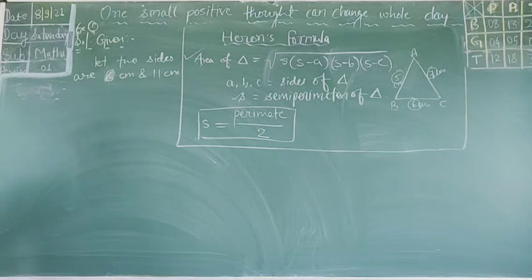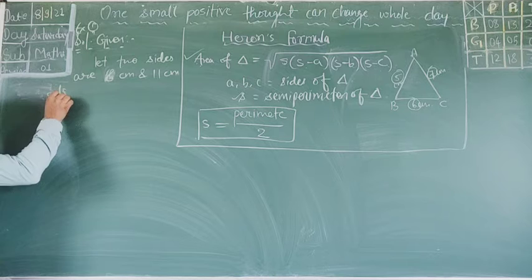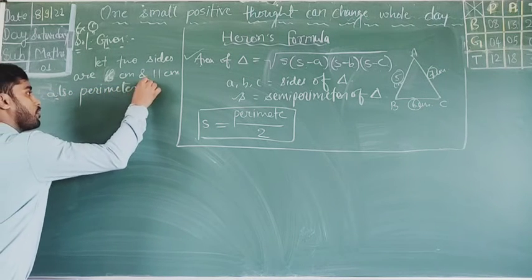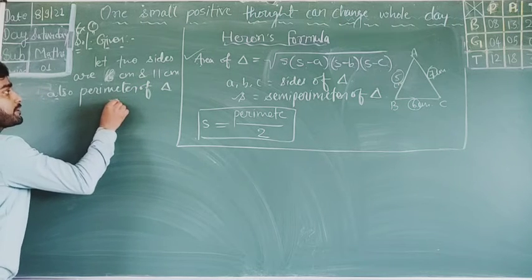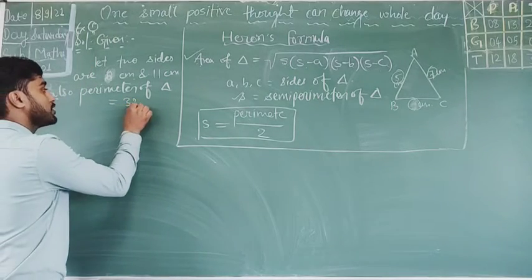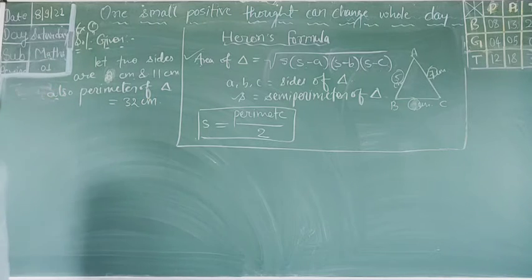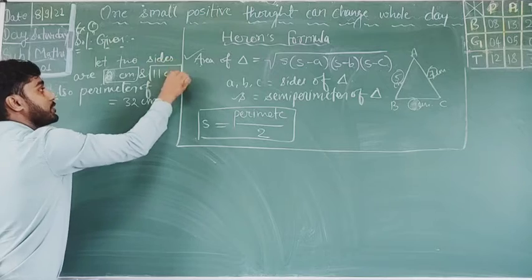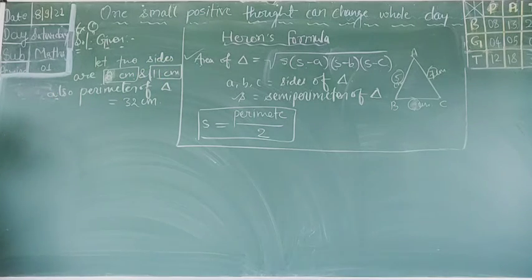And the third thing given there is the perimeter of the triangle. So the perimeter of this triangle is given here as 32 centimeter. And what do we have to find? We have to find the area of the triangle by the use of Heron's formula. Two sides are there, 8 centimeter and 11 centimeter, but the third side is not given here. So we need to find the third side first.